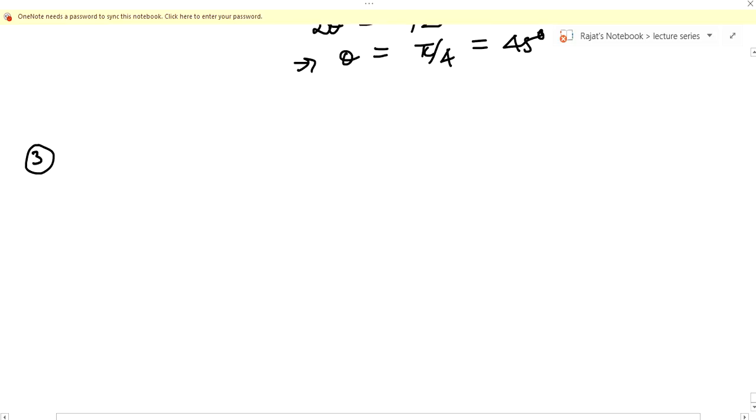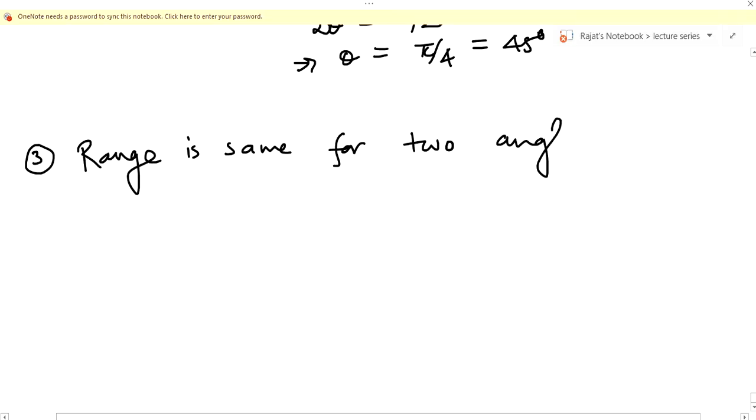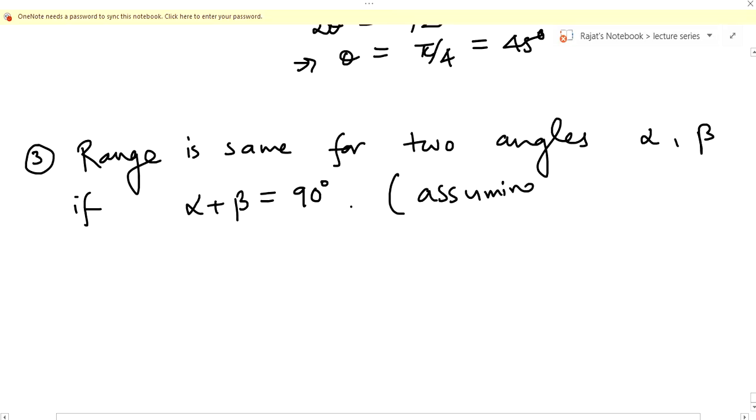The third point, this is also very important. Range is the same for two angles, alpha and beta, if alpha plus beta is equal to 90 degrees, again assuming u is constant. So what does it mean?